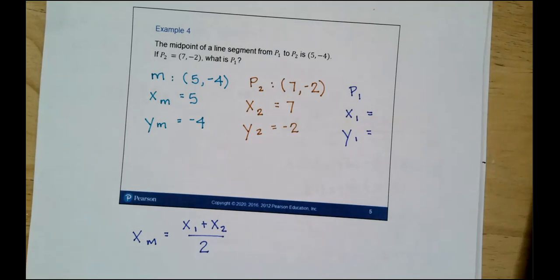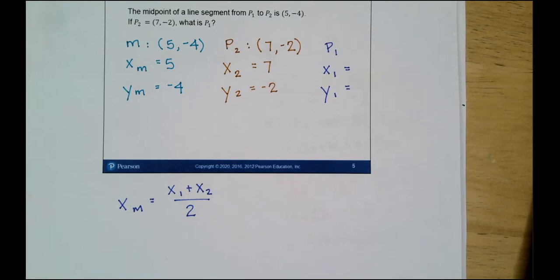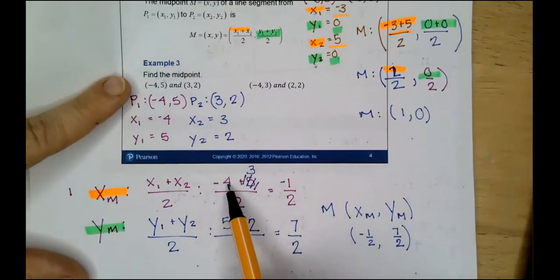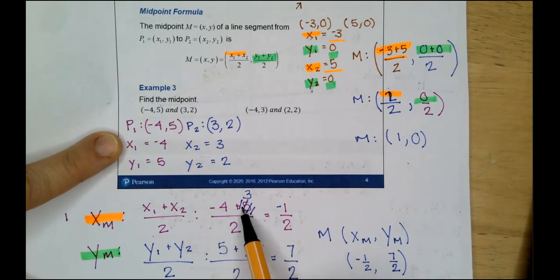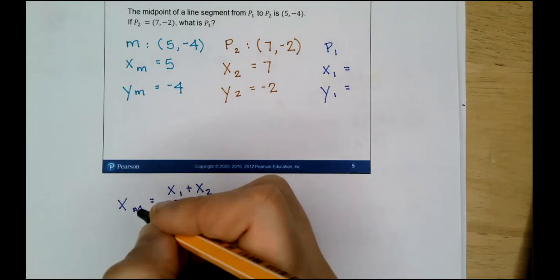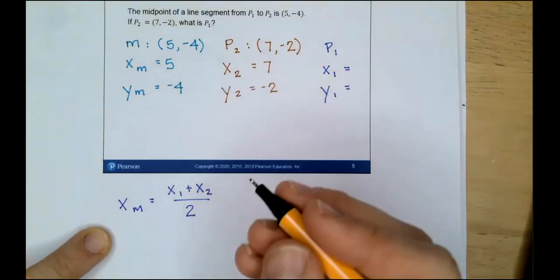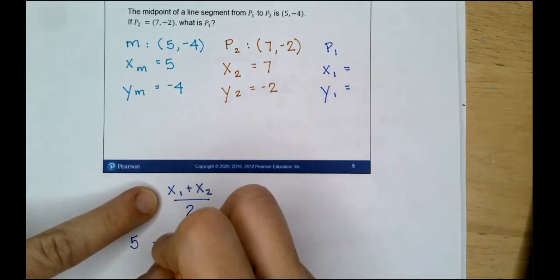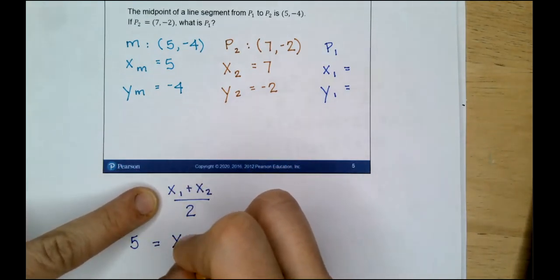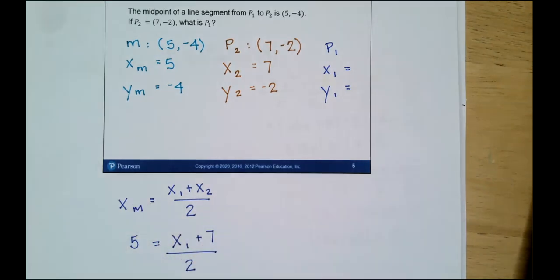I'm still going to plug the numbers in that I can, just like we did here, right? I said I know my x1 is negative 4 and my x2 is 3, so I'm going to put them there. And I'm going to solve it for xm. Can't do that this time, but we can give you the xm, right? The midpoint x value is 5. So now we have 5 equals. We don't know what this x is, but we do know that this is a 7 divided by 2, okay?